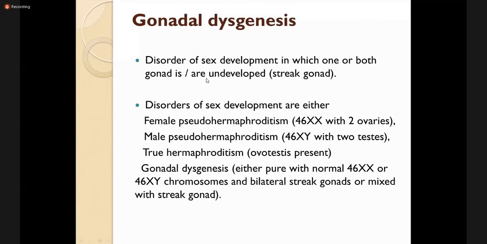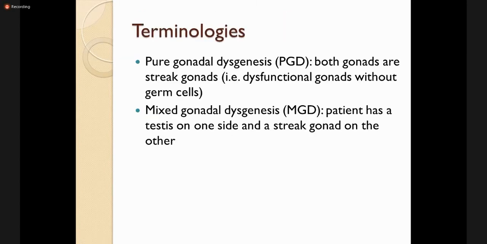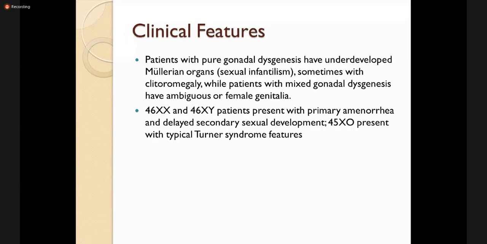So gonadal dysgenesis, streak gonads, can be a cause of abnormalities with ambiguous genitalia. That can be pure gonadal dysgenesis or mixed gonadal dysgenesis. In pure, both gonads are streak, while in mixed, one side has a testis and the other side has a streak gonad. Patients with pure gonadal dysgenesis have underdeveloped mullerian organs, sometimes with clitoromegaly, while patients with mixed gonadal dysgenesis have ambiguous genitalia.